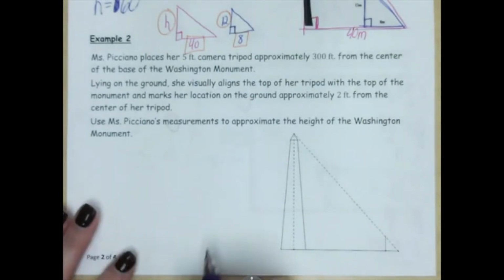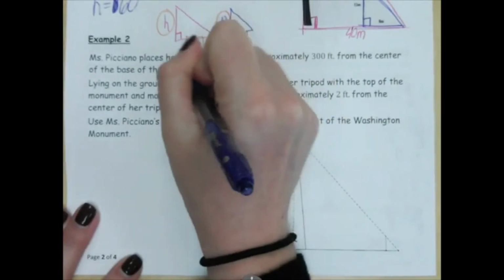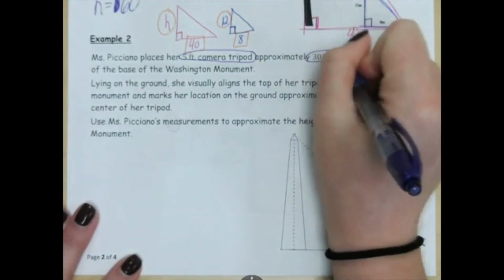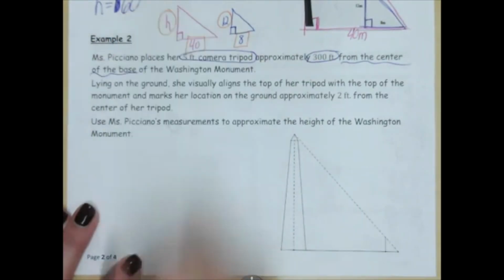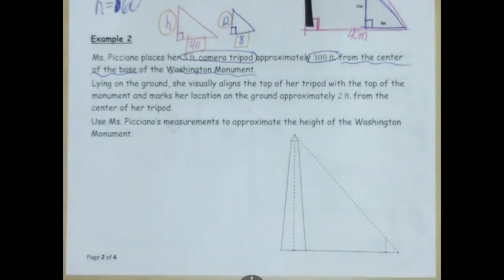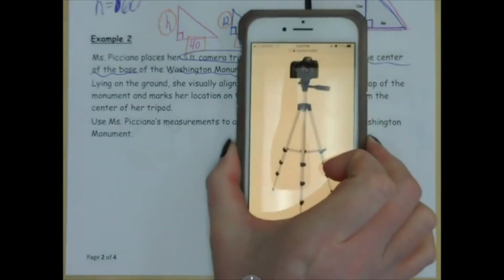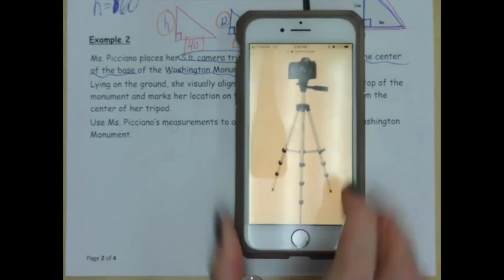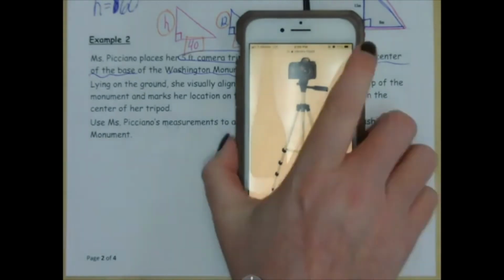So if it says Miss Picciano is placing her 5-foot camera tripod approximately 300 feet from the center of the base of the Washington Monument. Well, there's two numbers here. One's humongous, 300 feet, and the other is super tiny, it's 5. Now, I'm hoping the takeaway that you just got from seeing what a camera tripod looks like is that the tripod itself is perpendicular with the ground. It stands straight up and down with the ground, okay?